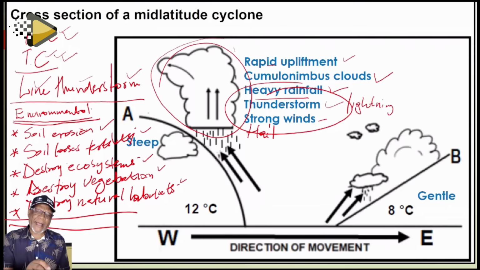And you can say it also destroys natural habitats. So for any natural impacts, be it of any of these, you must be careful. Don't go and study the impacts of mid-latitude cyclones, then go and study the impacts of tropical cyclones, then study the impacts of line thunderstorms. They are the same. Once you have studied impacts on the natural environment, you are done.